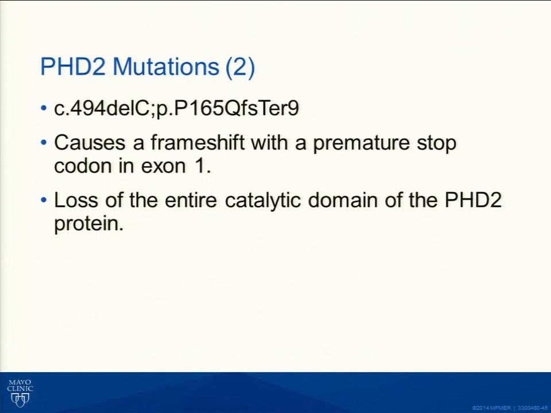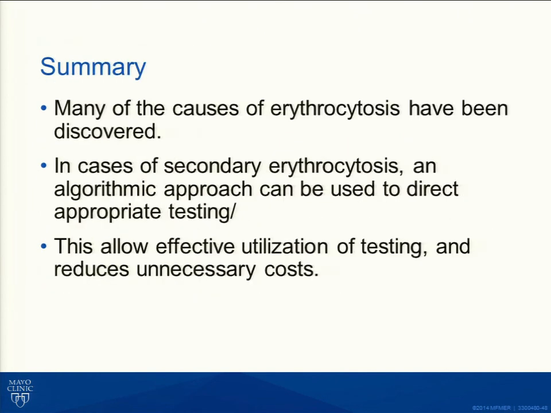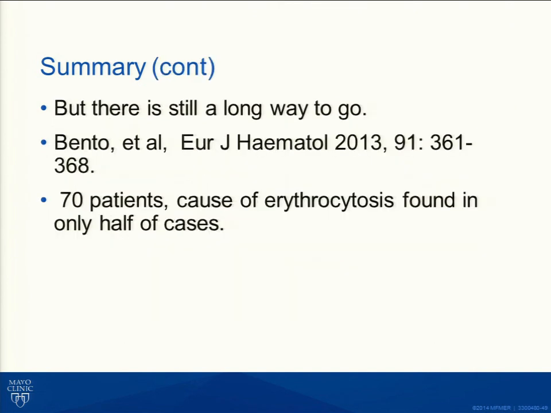So I will skip ahead here. And summarize and say many of the causes of erythrocytosis we now know. We're much further along now than we were, say, 20 years ago. I hope I've shown that these cases of secondary erythrocytosis lend themselves to an algorithmic approach to direct appropriate testing and hopefully allow effective utilization of the testing and reduce unnecessary costs. But there's still a long way to go.